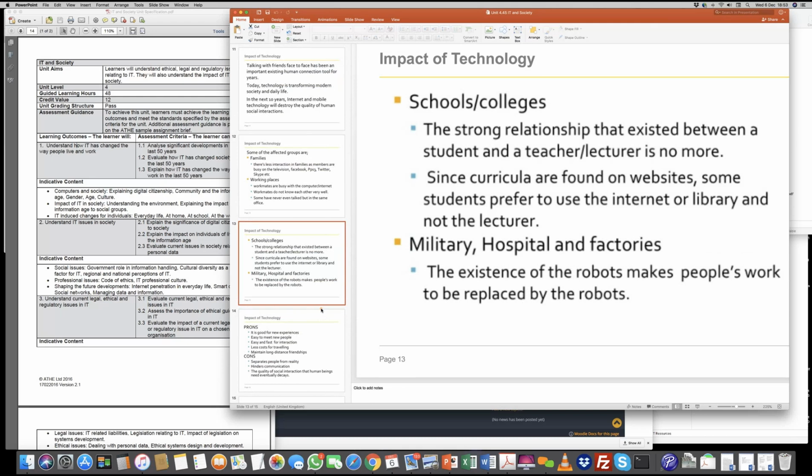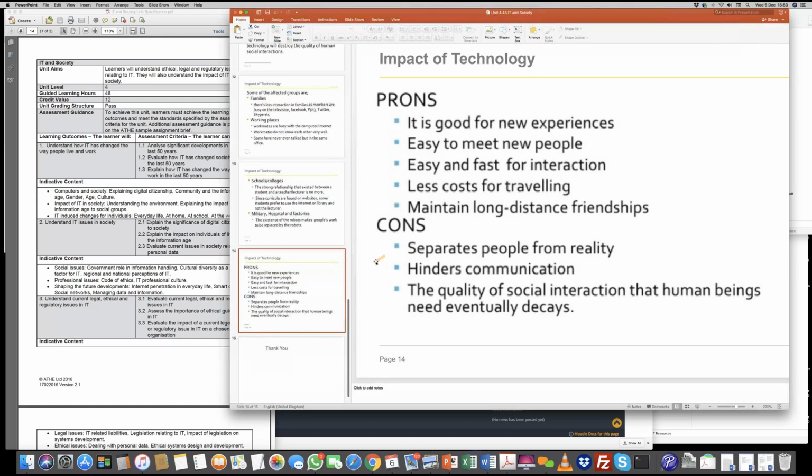Okay. Now let's look at some pros and cons of technology. What are the advantages and what are some of the disadvantages? So this is the last slide that we want to look at. Some of the advantages are that the use of technology has led to the creation of various kinds of experiences. You could have different kinds of experience while using a technology.